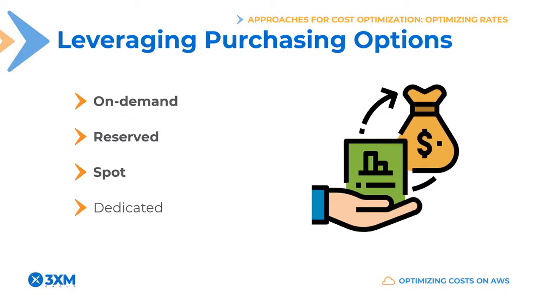This is the purchasing option by default. So when you use services such as EC2 or DynamoDB on demand, you pay a flat hourly rate with no long-term commitments. Then you have reserved. By committing to use a certain amount of resources for a period of time, you can drastically reduce your AWS costs. I'm talking about up to 72% over on-demand rates for the case of EC2, for example.